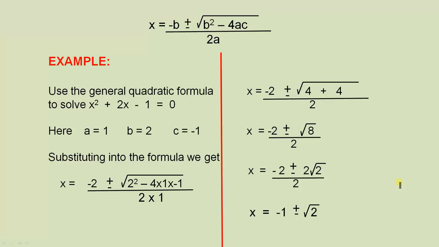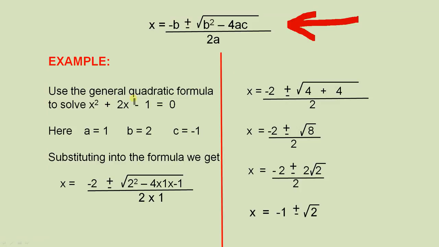The formula again is x equals minus b plus or minus the square root of b squared minus 4ac, over 2a. It would be useful to memorise this. It's a very good formula. So if you can memorise it, that would be helpful.